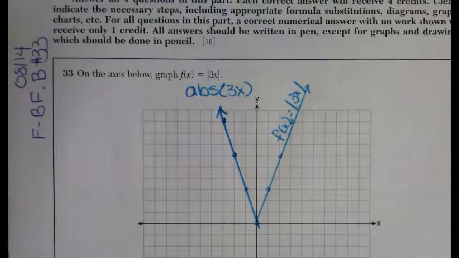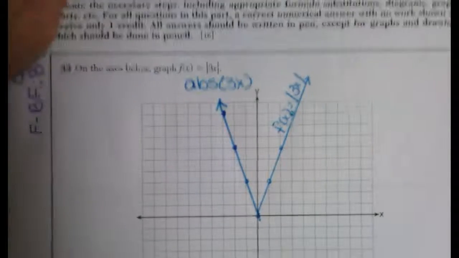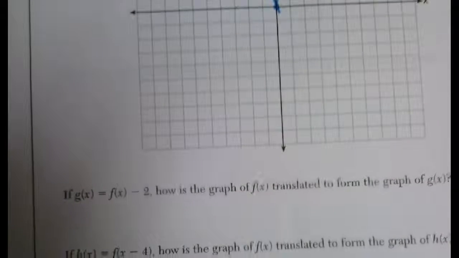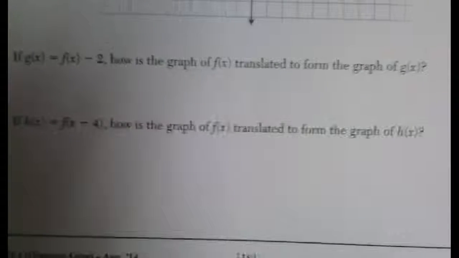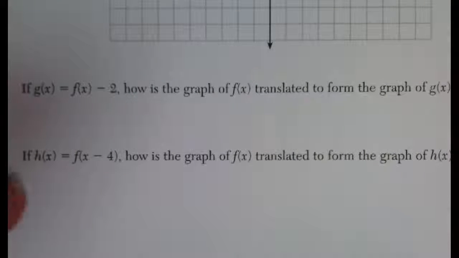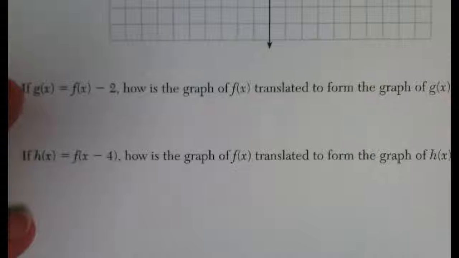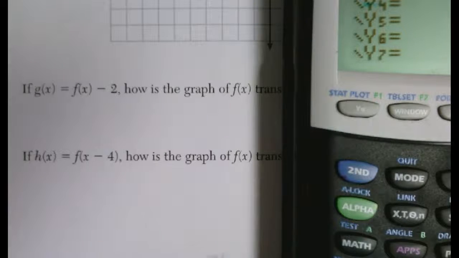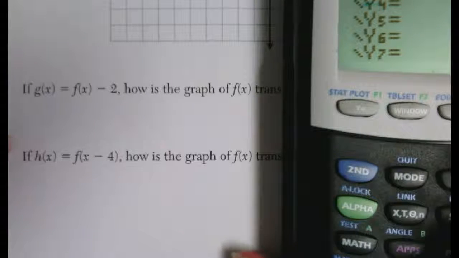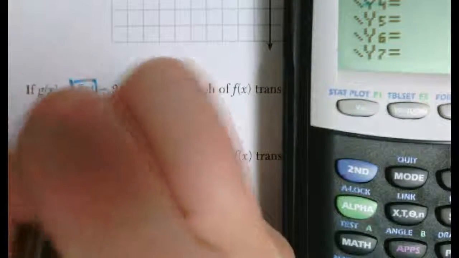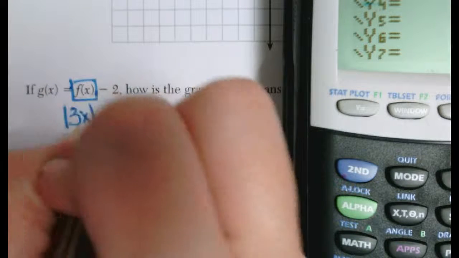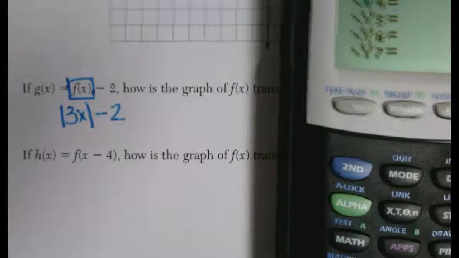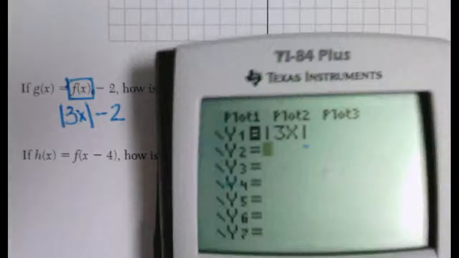Okay, now it says if g of x equals f of x minus 2, how is the graph translated? Well, what I like to do is, let's use our calculators again. So we're going to go to y equals, and this time we're going to type in the absolute value again, because remember, we know that this means the absolute value of 3x, but now I'm going to type in minus 2. So I'm going to still leave this equation typed in.